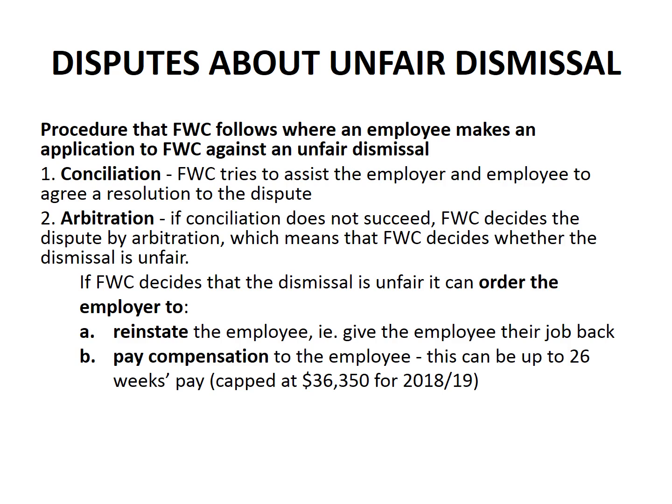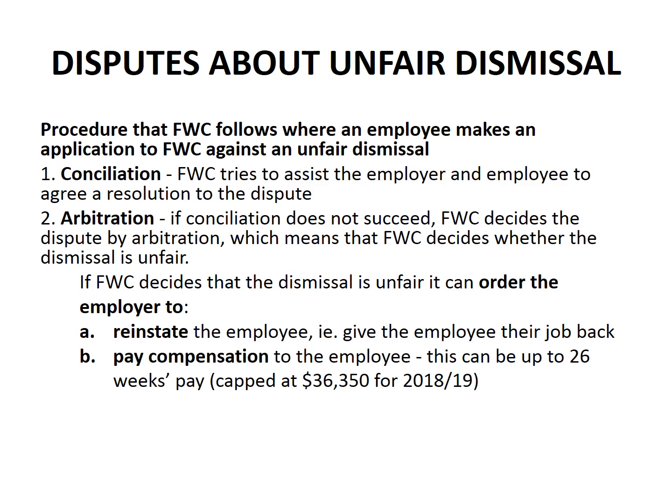Where an employee brings an unfair dismissal application to the Fair Work Commission, then the Fair Work Commission follows a 2-step procedure in trying to resolve this dispute between the employee and their employer. The first step is conciliation. In conciliation, the Fair Work Commission tries to assist the employer and the employee to agree a resolution to their dispute. The second step is arbitration.